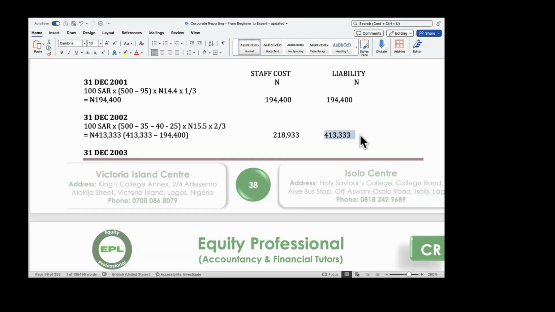And what goes to P&L is the increase in the liability. So in year one, the liability was 194,400. And in year two, the liability is 413,333. So the increase in the liability is 218,933. And that's what goes to our staff costs. The increase in the liability.